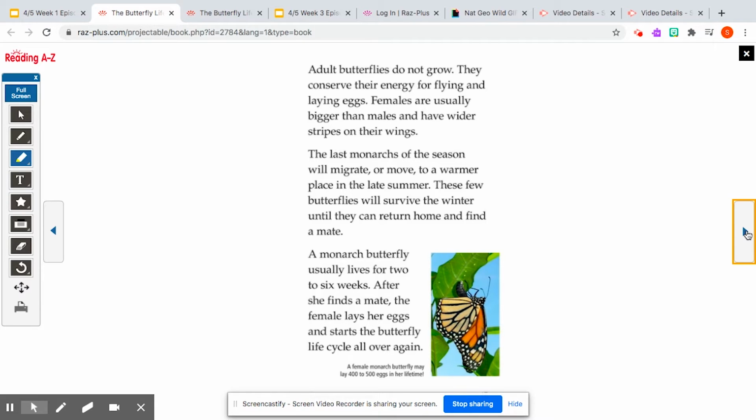Adult butterflies do not grow. They conserve their energy for flying and laying eggs. Females are usually bigger than males and have wider stripes on their wings. The last monarchs of the season will migrate or move. Migrate means to move, to a warmer place in the late summer. These few butterflies will survive the winter until they can return home and find a mate. A monarch butterfly usually lives for 2 to 6 weeks. After she finds a mate, the female lays her eggs and starts the butterfly life cycle all over again.